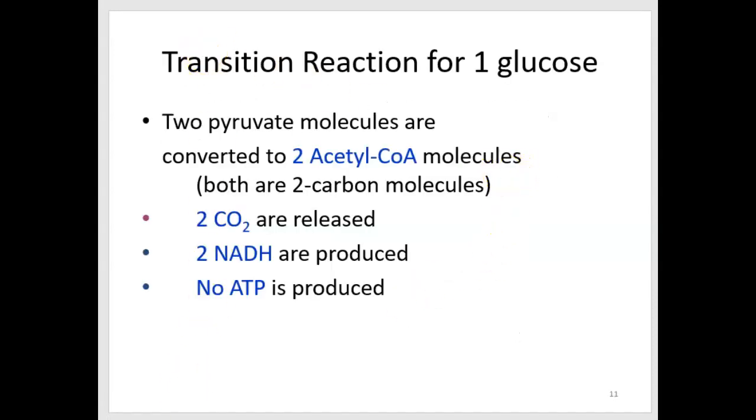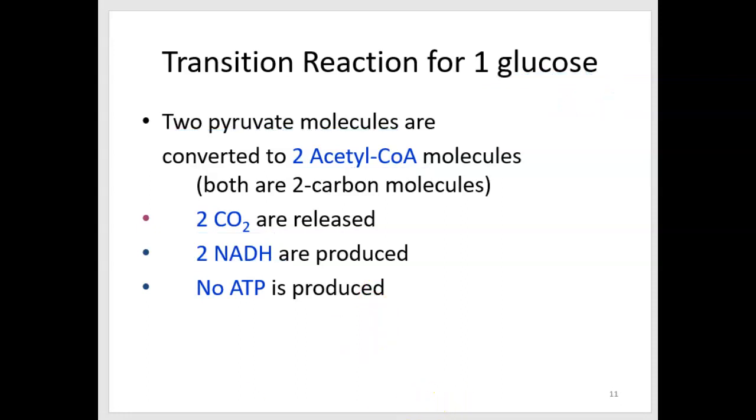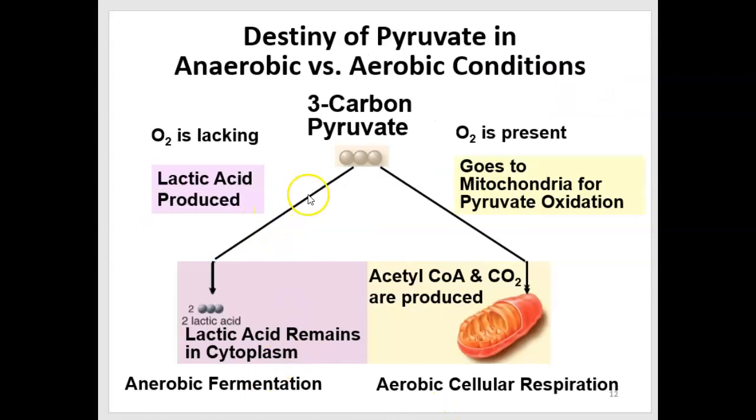Okay, so for the transition reaction, for 1 glucose that's got 6 carbons, we actually have 2 pyruvate starting molecules, and they're converted to 2 acetyl-CoA molecules. Therefore, 2 carbon dioxides are made, 2 NADHs are made, but no ATP is produced at all. That's what happens if oxygen is around. Now, what if there isn't any oxygen? So let's talk about that for a second.